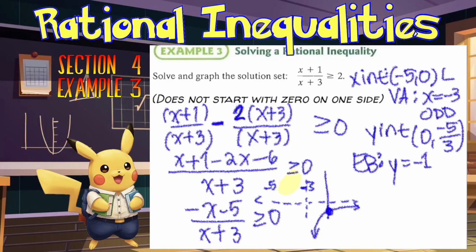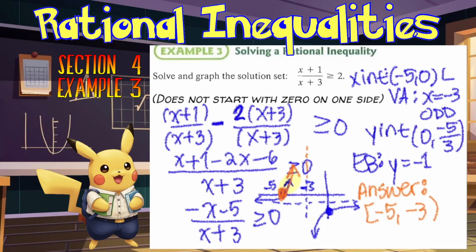So what is the final answer? So this part up until there. So my answer to end this problem, bracket negative 5 comma negative 3 parenthesis, and that should be it. So hopefully I didn't make any mistakes there.